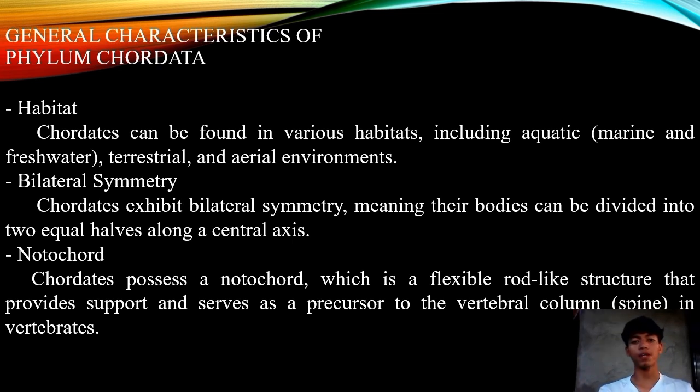Most chordates exhibit bilateral symmetry. It means that their bodies can be divided into two equal halves along a central axis. This symmetry aids in efficient movement and coordination.